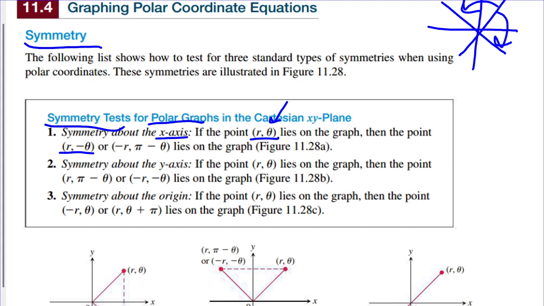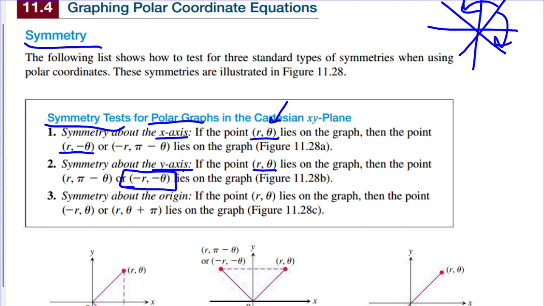We can also test for symmetry about the y-axis. So again, if we have a polar equation in the form (r, theta), we can use the test point (negative r, negative theta). If we get back the same equation, then we're going to have symmetry about the y-axis.